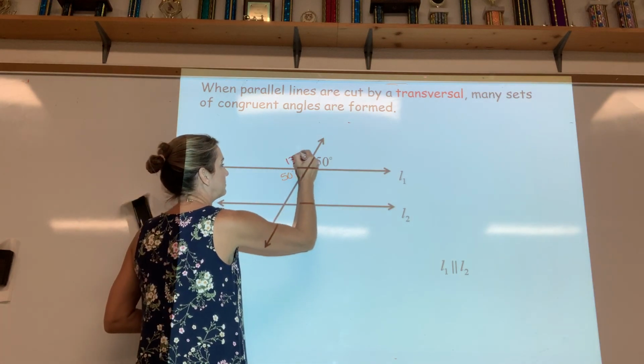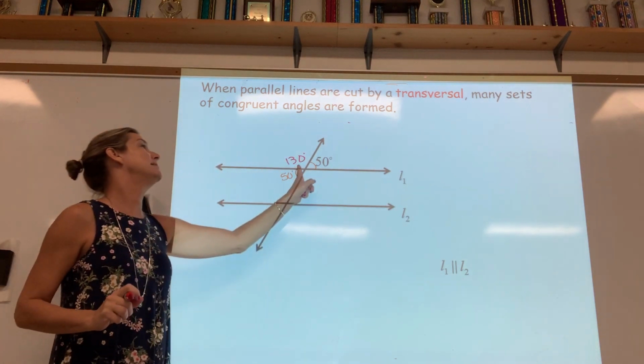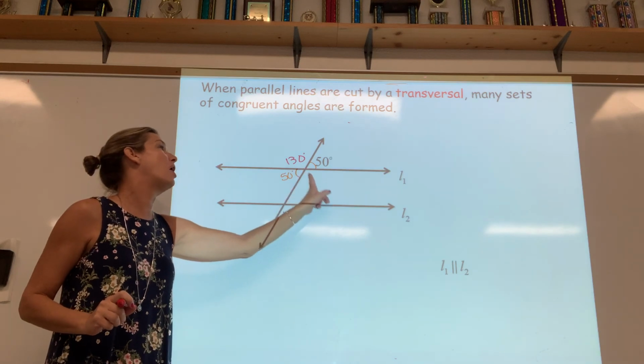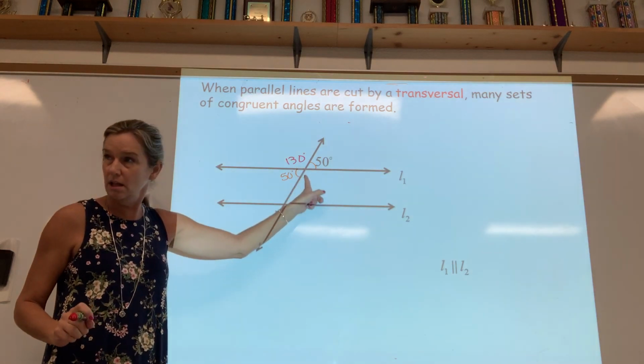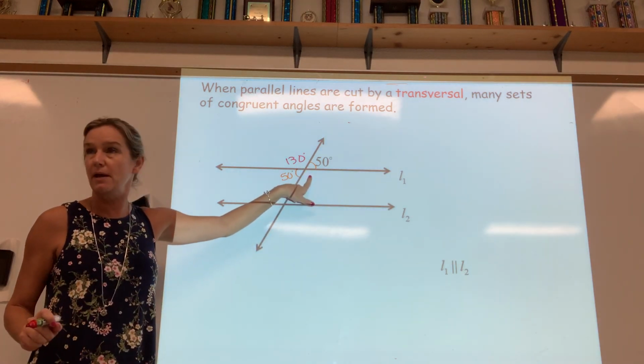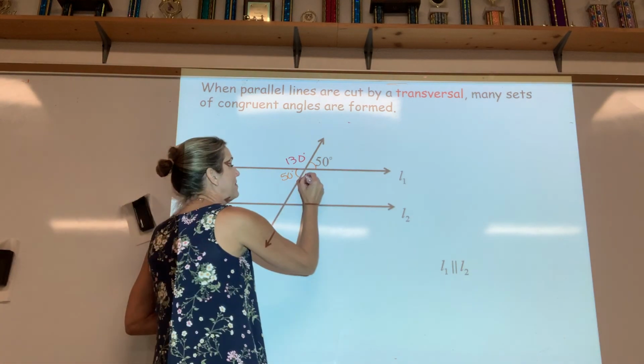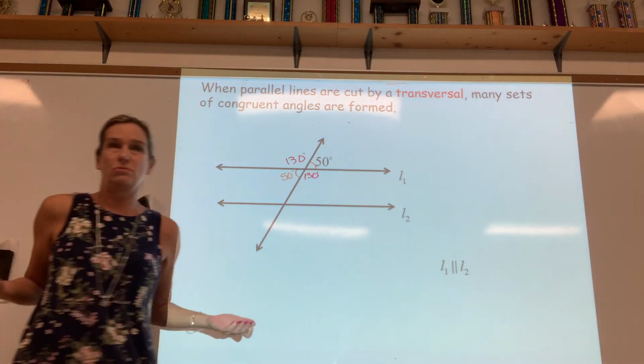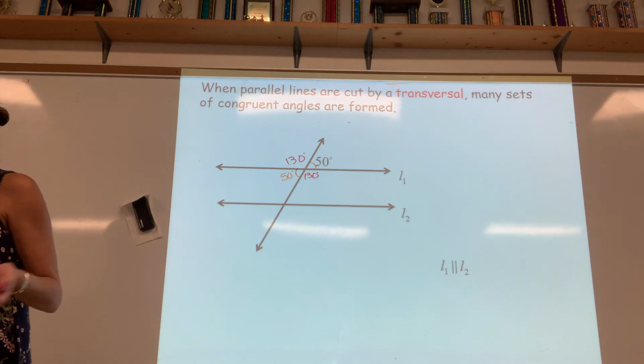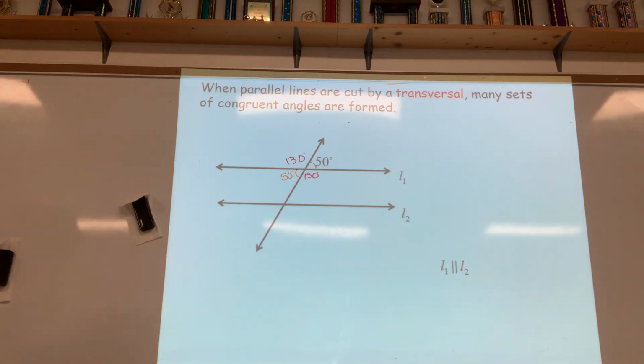130. Okay. And if this is 130, then these two are vertical, so this one would also be 130. All right, that's all stuff you already know. Nothing new there. All right, but now the common sense part.